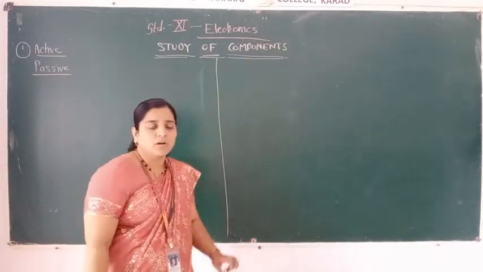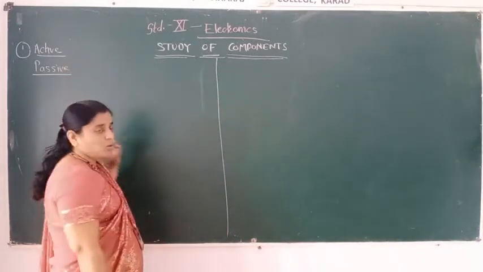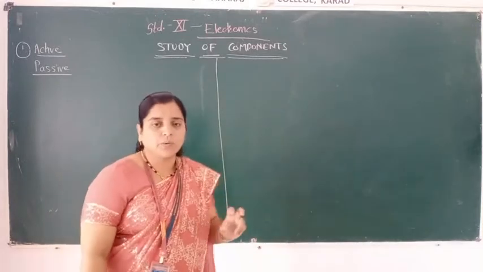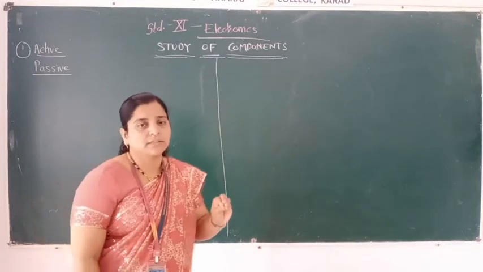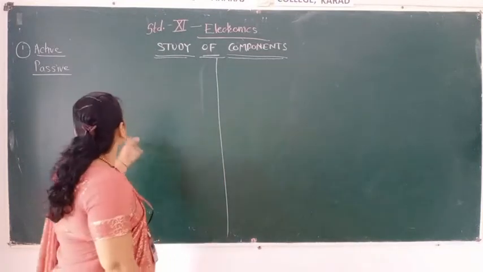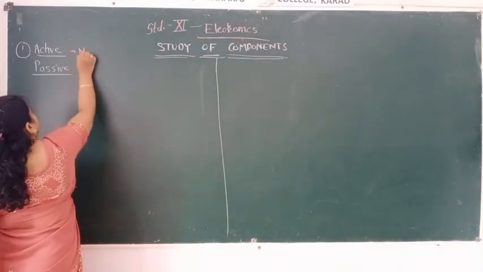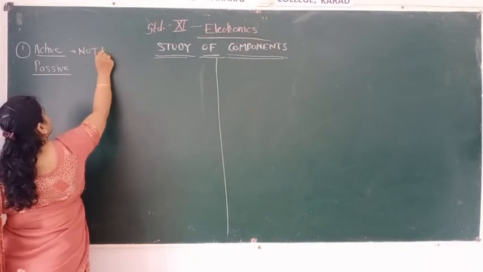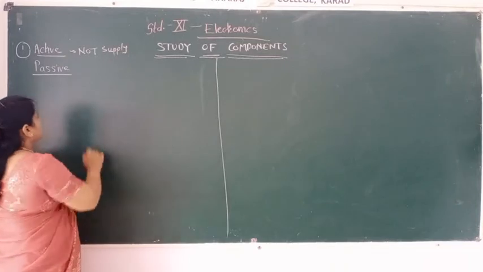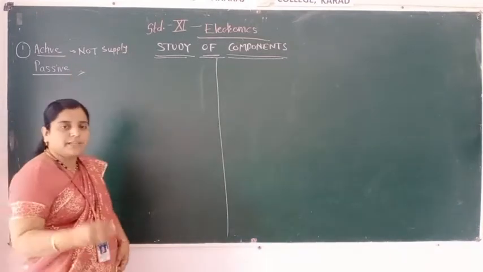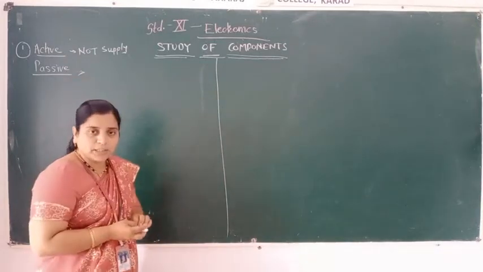Which components are called active components and which are called passive components? Those components which require an external supply to work or to generate are called passive components. Active components do not require an external supply. In a passive component, you have to give an external supply to generate. Therefore it is called a passive component.